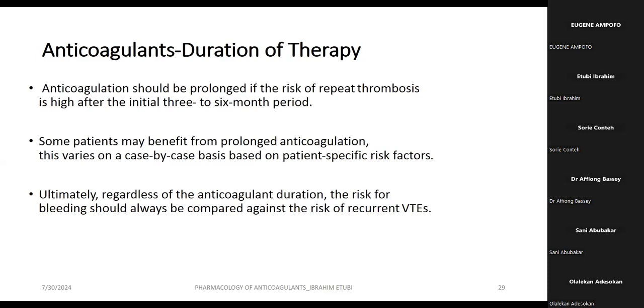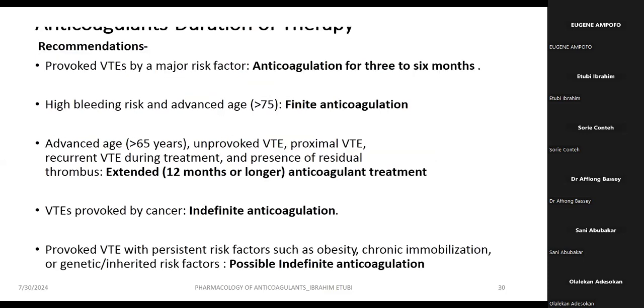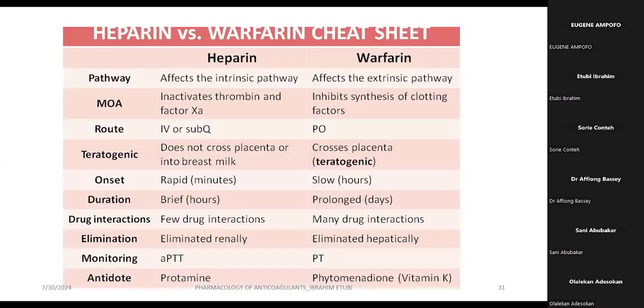Regardless of the anticoagulant duration, the risk of bleeding should always be compared against the risk of recurrent VTEs. Okay, so the anticoagulant duration, I've talked about this already, depending on whether it is provoked or unprovoked. And then we'll have to risk stratify each patient. Then this slide just compares heparin and warfarin. I think we can look through this later.